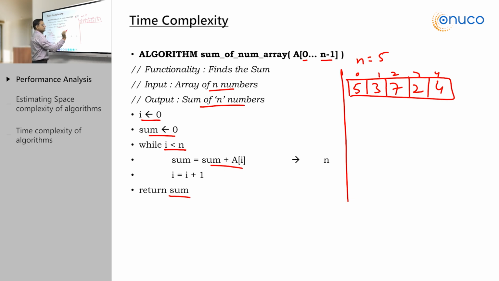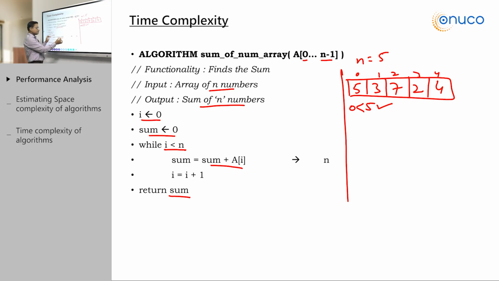Sum is 0. Whether i is lesser than n, where n is 5: 0 is lesser than 5, yes, it is true. Then what are you going to do? Sum is equal to sum plus a of i. Remember that these two statements are under this while loop, and sum is equal to sum plus a of i is here.